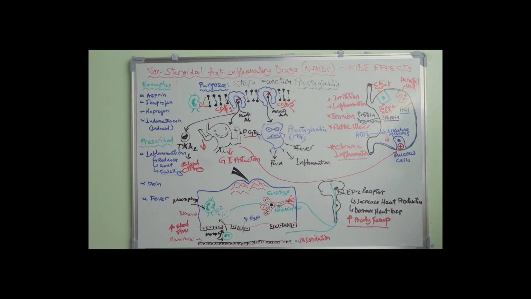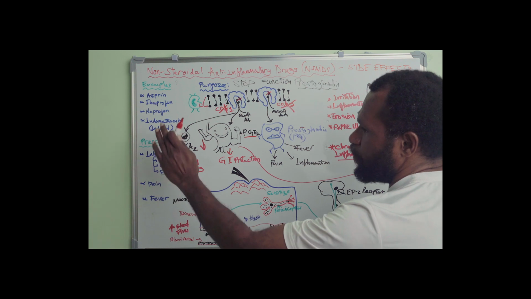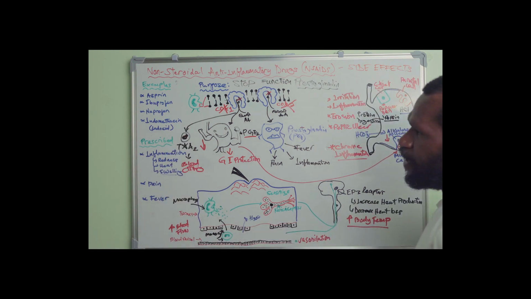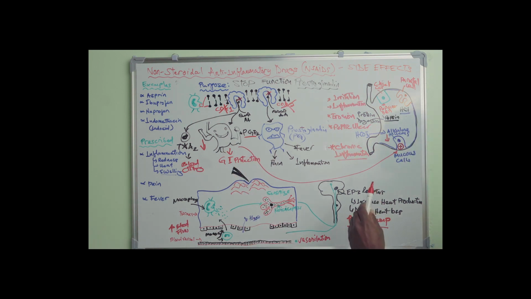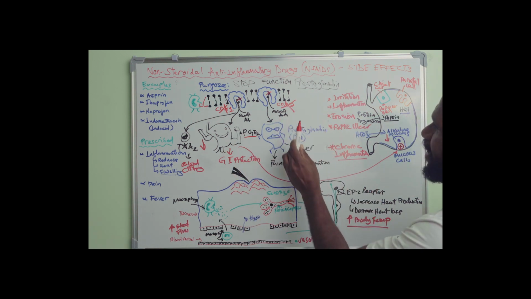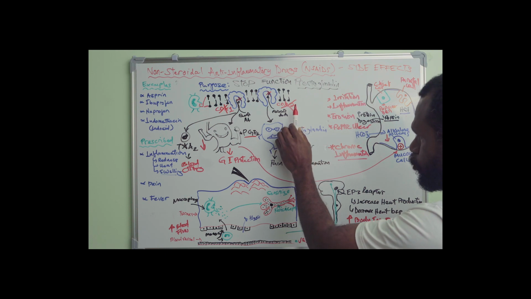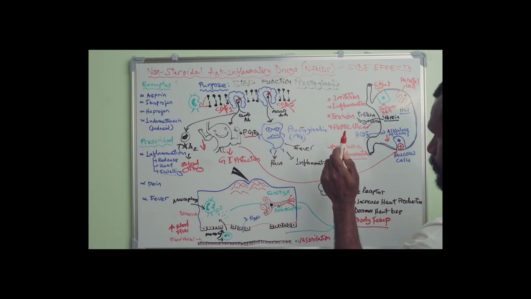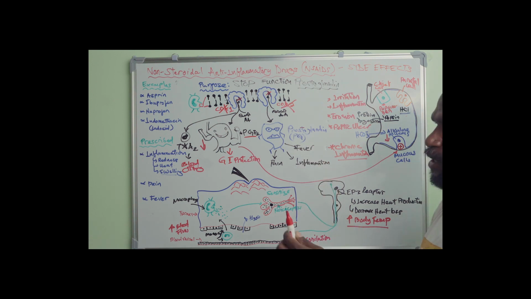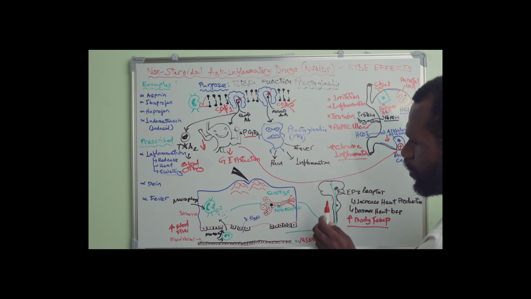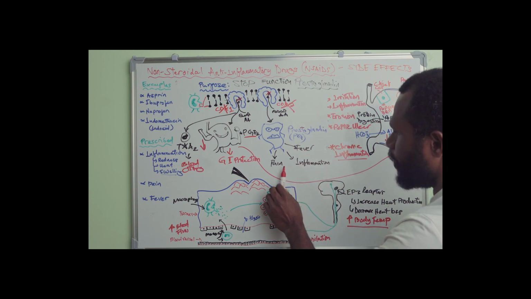So just to recap, NSAIDs are prescribed for inflammation, pain, and fever. Examples are aspirin, ibuprofen, and indomethacin. So what happens is they will go and inhibit COX-2 enzymes, and COX-2 enzymes won't produce prostaglandin, or will reduce the production of prostaglandin, and that will reduce fever, inflammation, and pain.